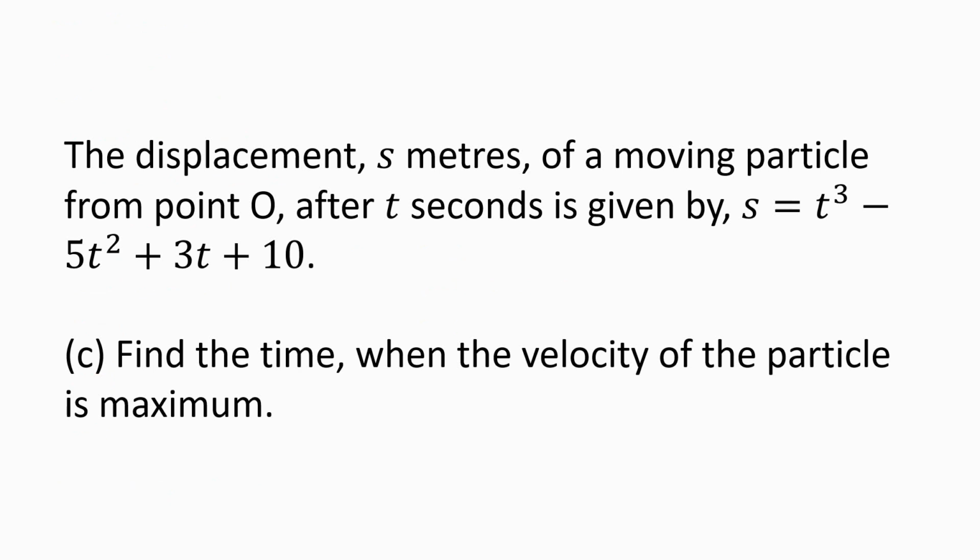Part C, find the time when the velocity of the particle is maximum. To find the time when velocity is maximum, we shall need the acceleration, because at maximum velocity, acceleration is 0. So remember the velocity equation. It's 3t squared minus 10t plus 3. Then from this, we can obtain the acceleration equation by differentiation. So it will be the differentiation of the velocity equation in relation to time, which is 6t minus 10.